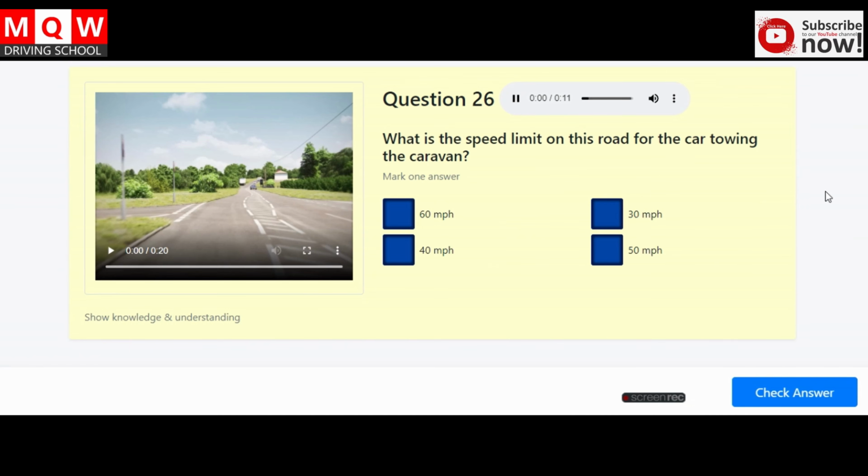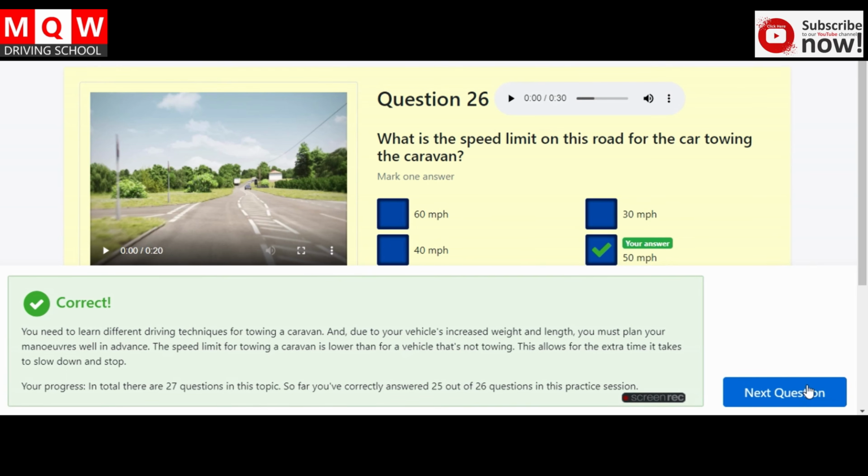What is the speed limit on this road for the car towing the caravan? 60 miles per hour, 30 miles per hour, 40 miles per hour, 50 miles per hour. Again, this is a single carriageway, so the total is 60, and now they need to do something 10 miles less than the original. Okay, so that's your correct answer.